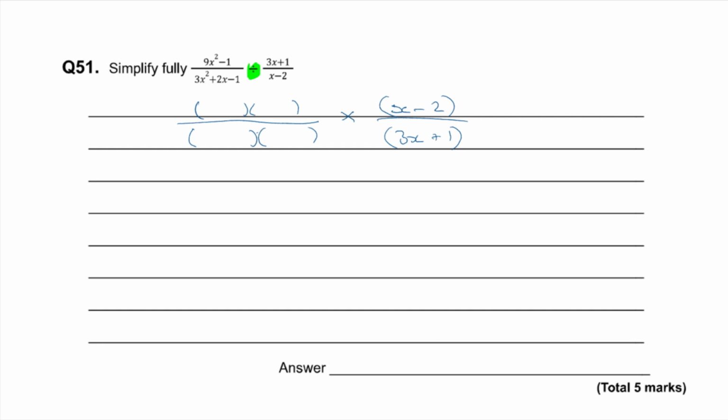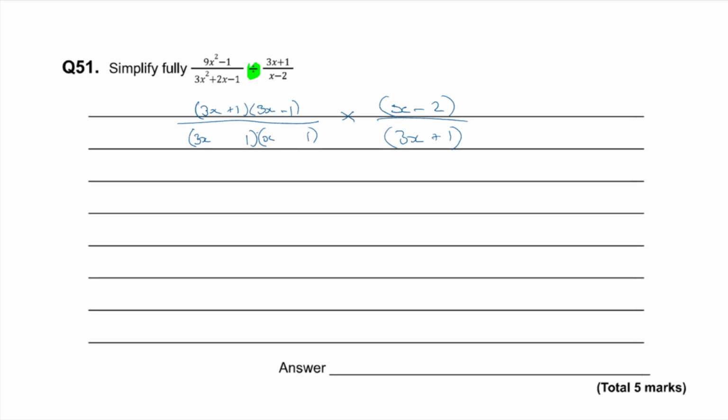Right, so I've got 9x squared minus 1. Okay, so the square root of 9x squared is 3x. So I'm going to get 3x and 3x. Square root of 1 is 1, so plus 1 minus 1. That was easy. 3x squared plus 2x minus 1. If it factorizes, it's going to have 3x and x there, isn't it? Okay, got 1 at the end, so it's going to have to be 1 and 1.